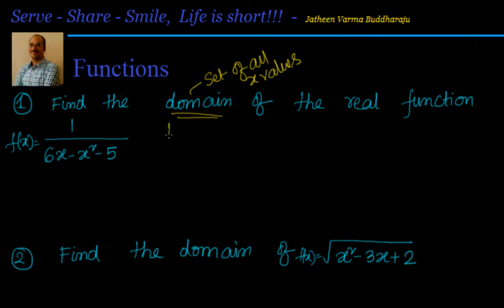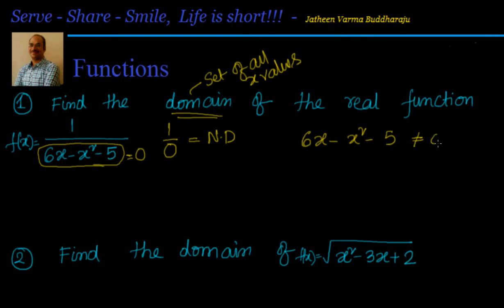So I know that 1 by 0 is not defined. That means if this value is equal to 0, then this function is not defined. You are already saying that find the domain of the real function, that means the function is already existing. Now we only have to find out the set of all the values for which the function will exist. So I will say 6x minus x square minus 5 cannot be equal to 0. If this value is equal to 0, then the function is not defined.